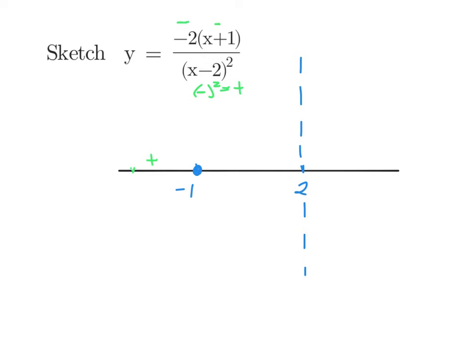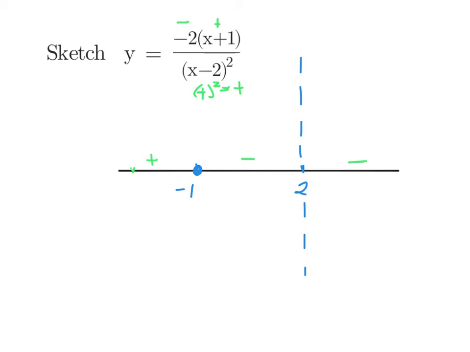As I pass over negative 1, it's x plus 1 that changes sign, so my fraction is now negative. And as we pass over 2, it's the denominator, x minus 2, that changes sign, but we're squaring it so it stays positive, and nothing really in our fraction has changed, so we're still negative.